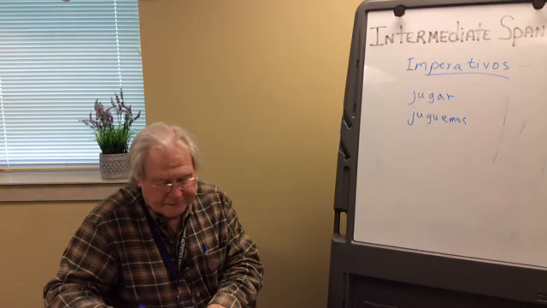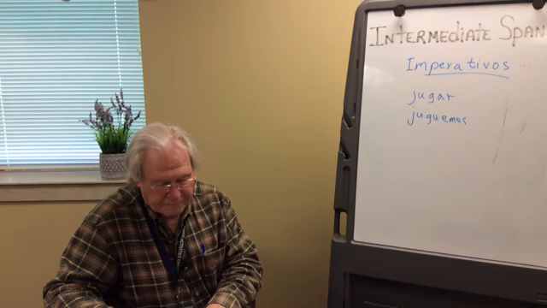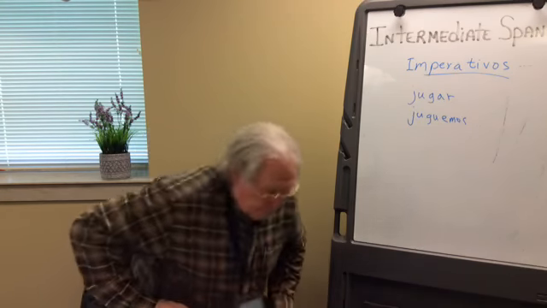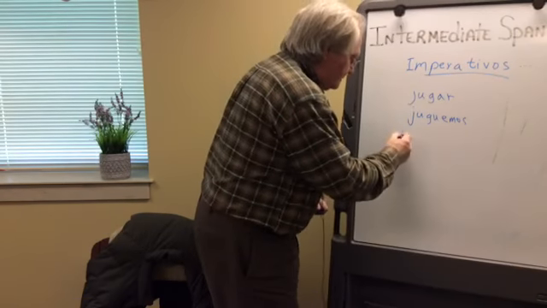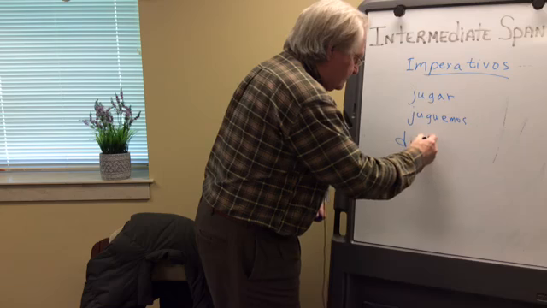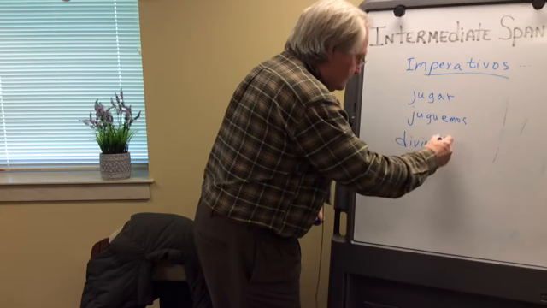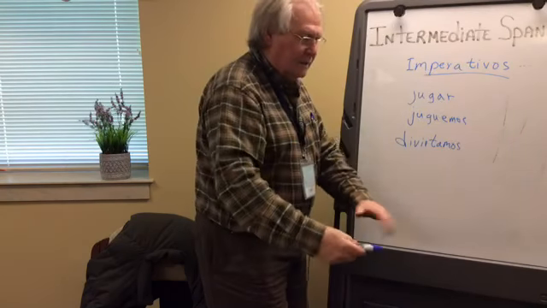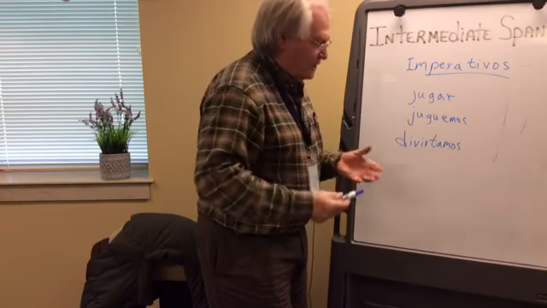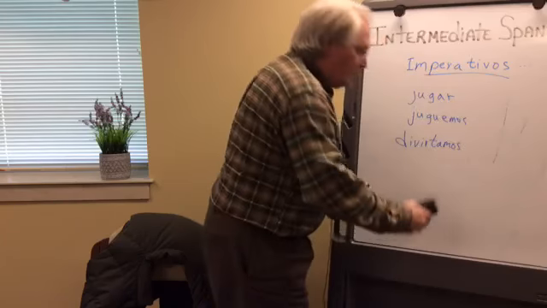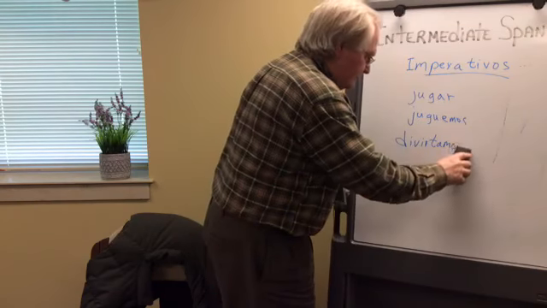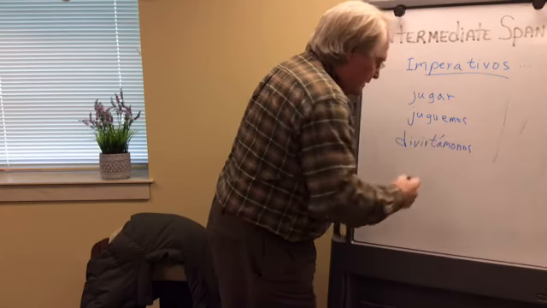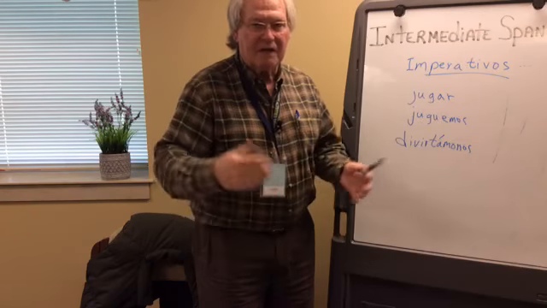Except that they didn't use it reflexively here. Durmamos, let's sleep. Let's go to this divirtamos. Literally, that means let's entertain. But if we want to say, let's entertain ourselves, let's have fun, we want that reflexive, right? We drop the S, we add the reflexive nos. Divirtámonos, let's entertain ourselves.